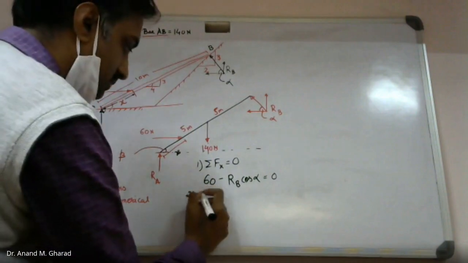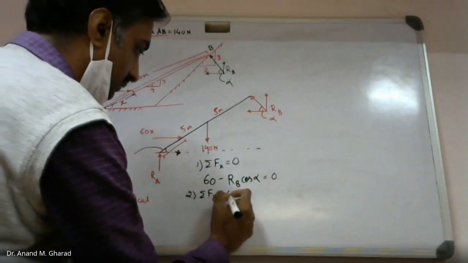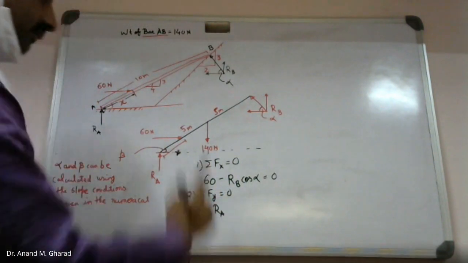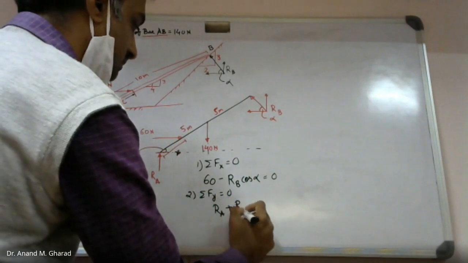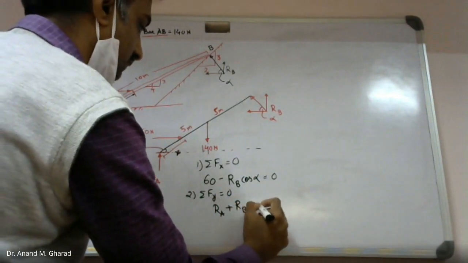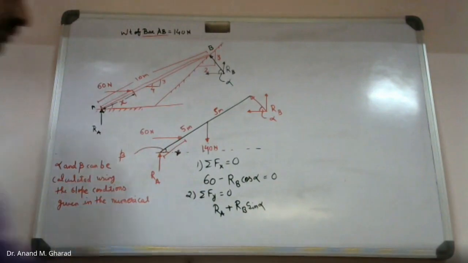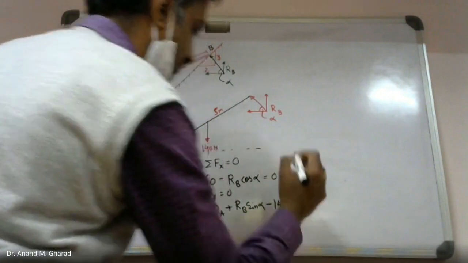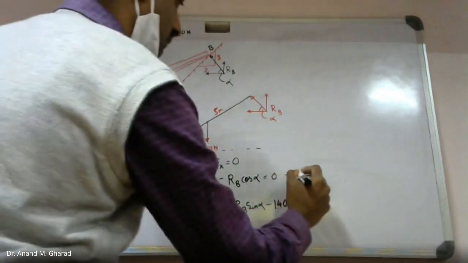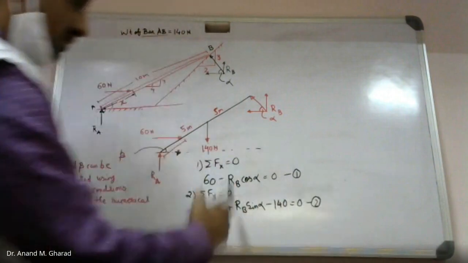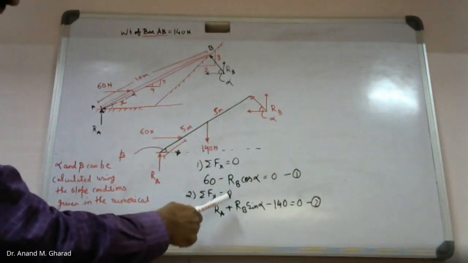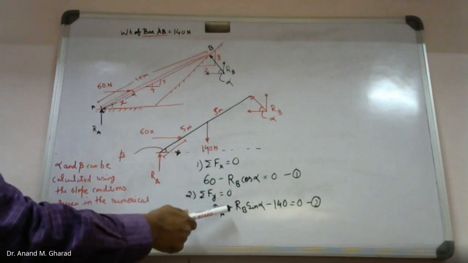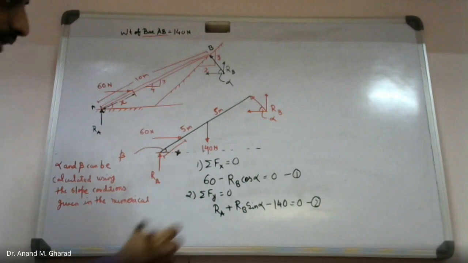Similarly, summation of forces in y direction equal to 0. RA plus RB sine of alpha minus 140 equal to 0. With this, we cannot calculate any of the values because there are three unknowns, right? Alpha, RA, RB. Take moment.